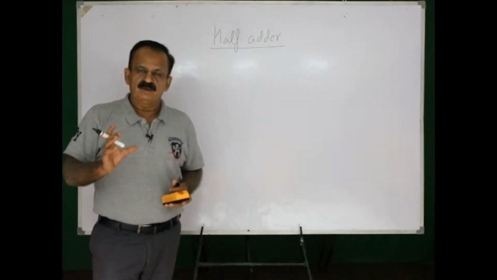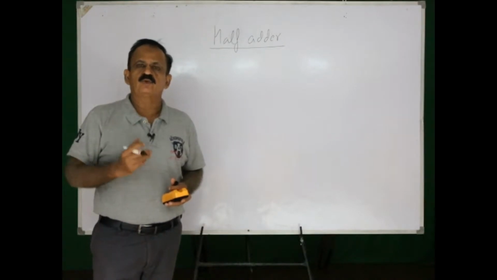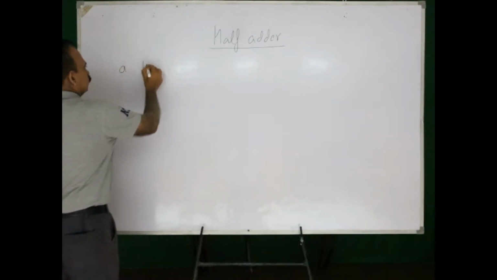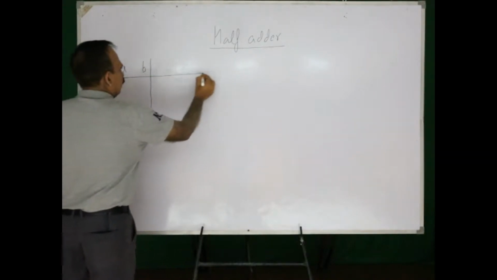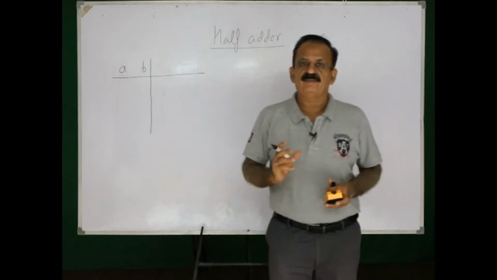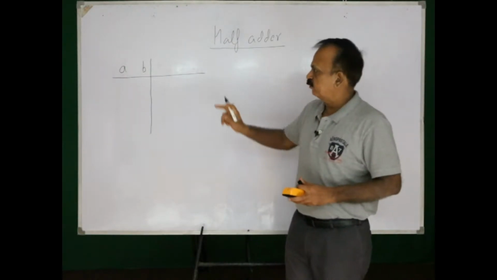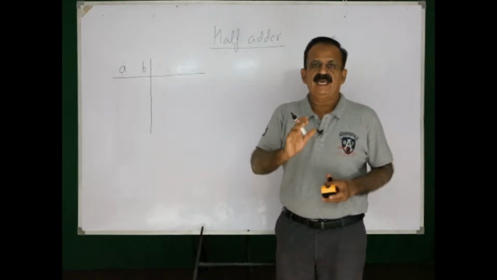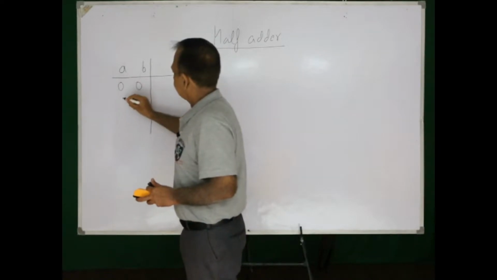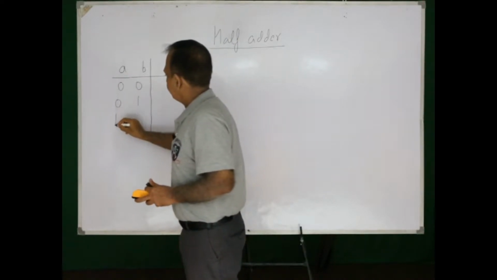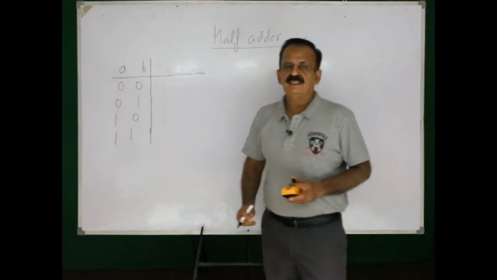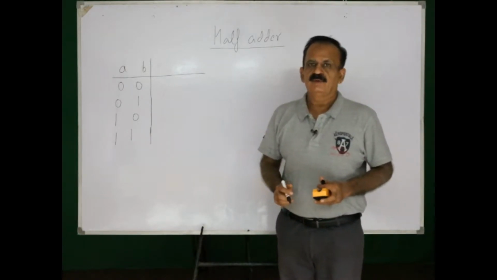We will try to see what the input output combinations will be when the 2 bits are added, and this is known as a truth table. A truth table is a table showing all input output combinations. Because half adder will be adding only 2 bits at a time, we will have 2 inputs A and B. Total combinations with 2 bits will be 4: 0 0, 0 1, 1 0 and 1 1.